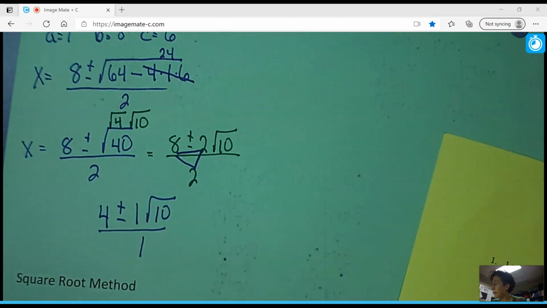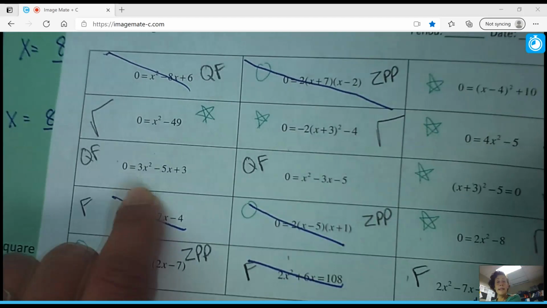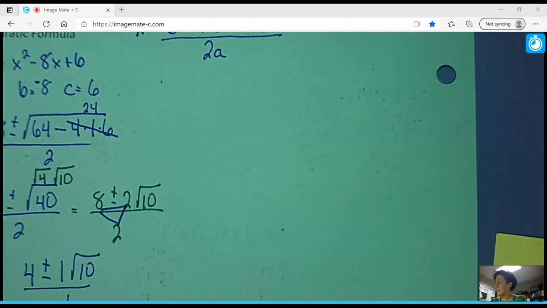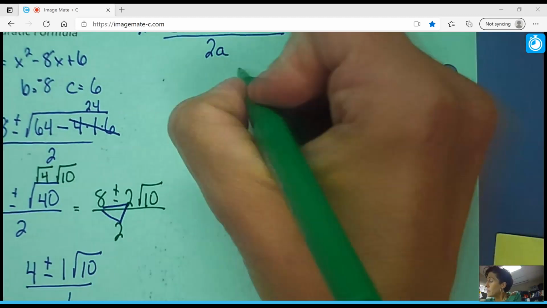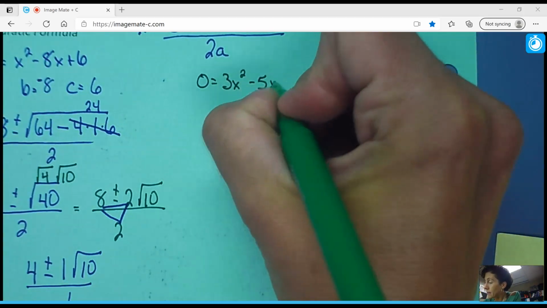All right, the other problem that we had to do the quadratic formula on, or there's 2 more actually. I'm not going to have enough room. This one and this one. So I'm going to start with this one. Just a second, I got to get a little more room going here. I wrote too big. So here's 0 equals 3x squared minus 5x plus 3.